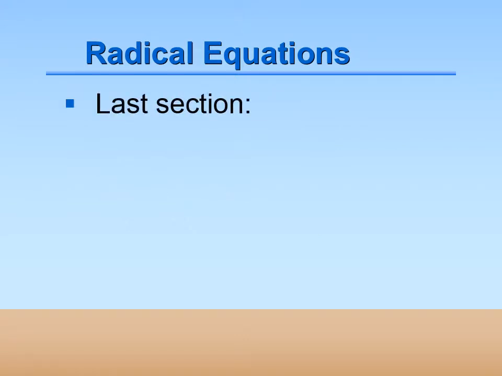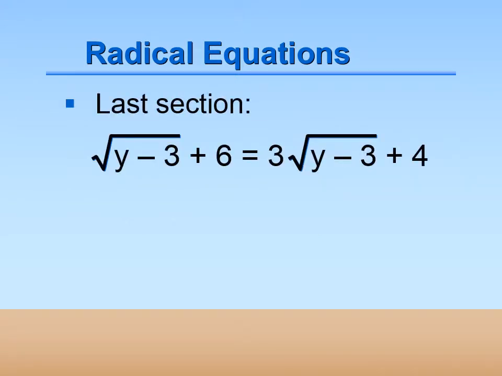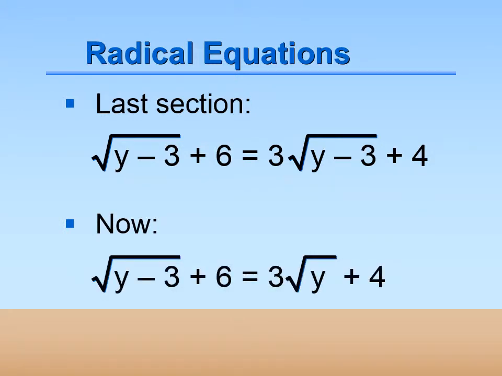In our previous section, we would get a problem like this, okay? And this is probably the most complicated that it would get. In this section, however, we're going to have something like this. Notice that the radicals don't match. This is the square root of y minus 3, and this is the square root of y. Since these radicals don't match, we can't combine them like we did in the previous section. So we have to figure out, well, how do we deal with them?